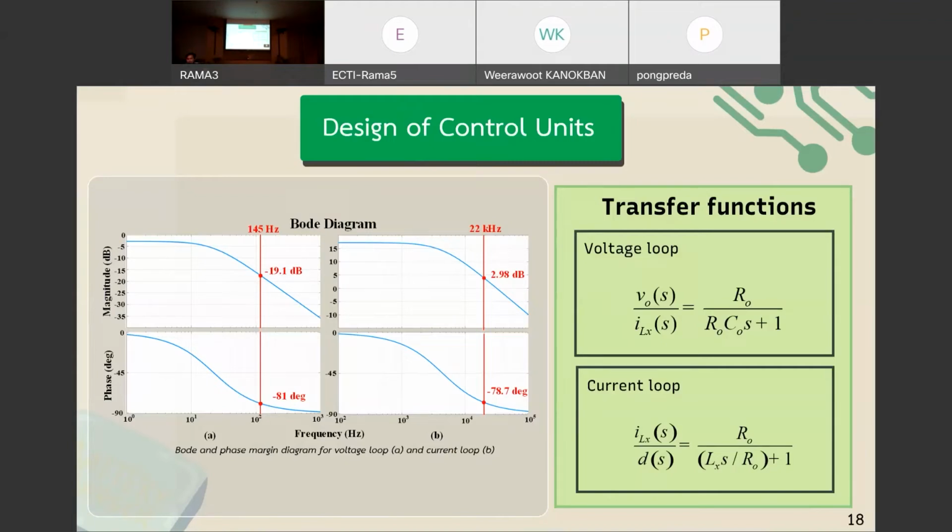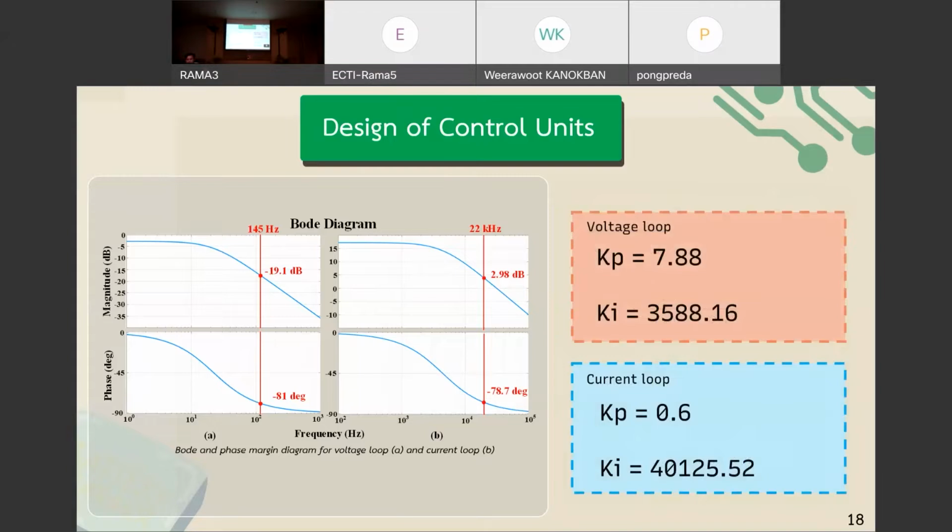To find Ki and Kp, we take the frequency from both the magnitude diagram and phase angle of the transfer function in each voltage and current loop. For the voltage loop control, the system cut-off frequency is minus 19 dB and the phase angle is minus 81 degrees at 145 Hz of frequency. And for the current loop, the system cut-off frequency is designed at 2.98 dB and the phase angle is minus 78.7 degrees at 22 kHz. Kp and Ki of voltage and current loop are shown in the slide.